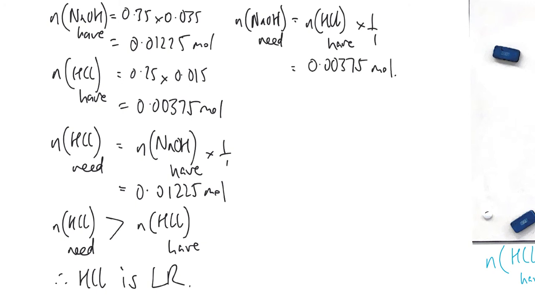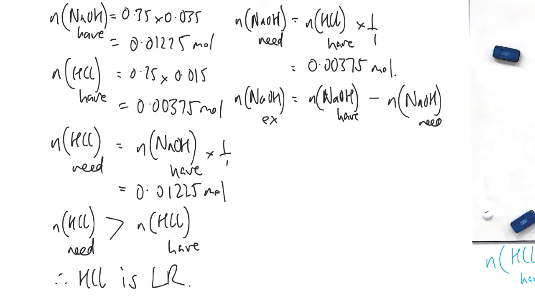So therefore that is 0.00375 mole. Then the number of moles of NaOH excess can be solved because now I have the number of moles of NaOH that I have, subtract the number of moles of NaOH that I need, which is equal to 0.01225 subtract 0.00375, which is equal to 0.0085 mole. Okay, so that's the number of moles that I have there.